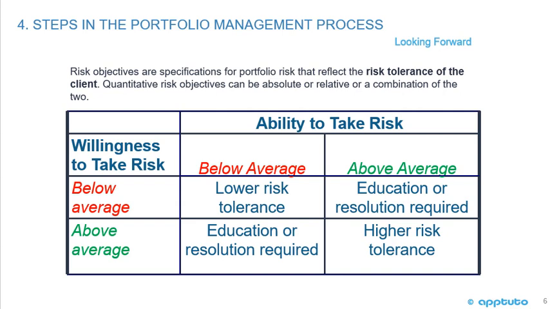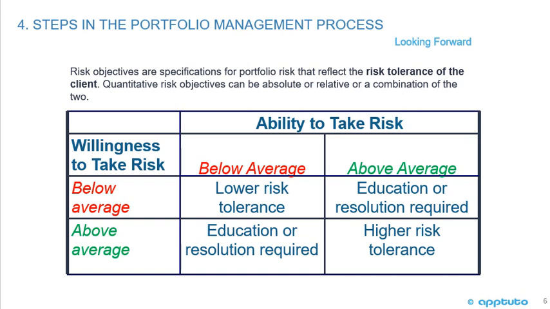Again, looking forward a little bit, the risk objectives are specifications for portfolio risk that reflect the risk tolerance of the client. Quantitative risk objectives can be absolute or relative, or a combination of the two. So with regards to risk objectives, we look at, with regards to a client, not only the willingness to take a risk, but also the ability. So what is willingness to take risk? That's an attitude. The ability to take risk is based on your income, your job, your family situation, your age, etc.